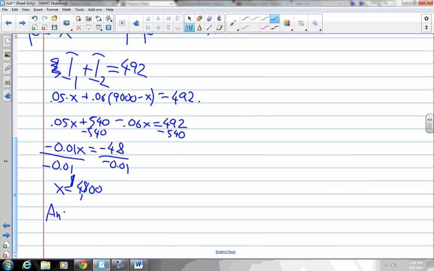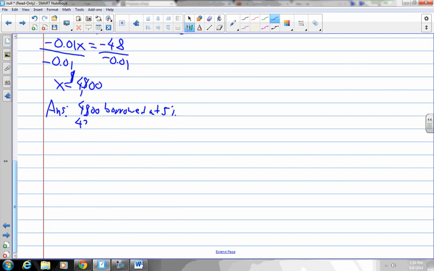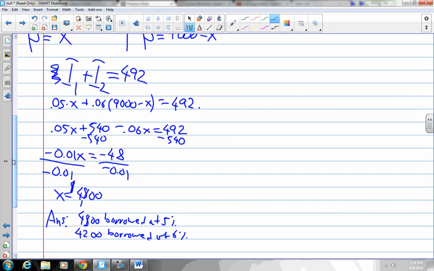So then the answer here: 4,800 borrowed at 5%. How much was borrowed at 6%? 4,200, because the sum is 9,000. So 4,200 borrowed at 6%. So, questions about this?